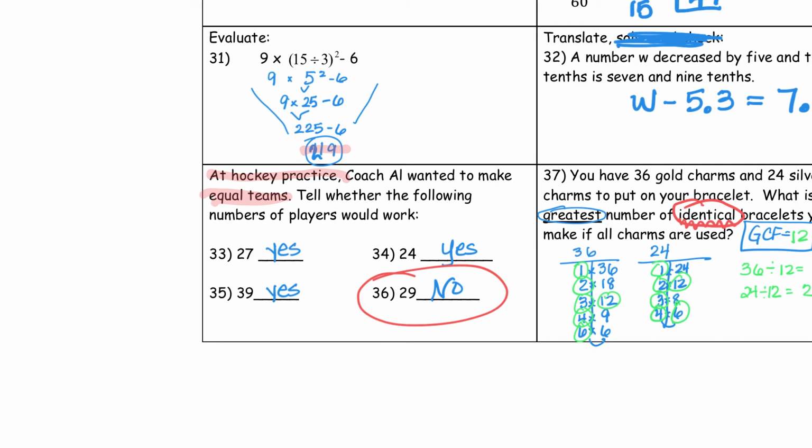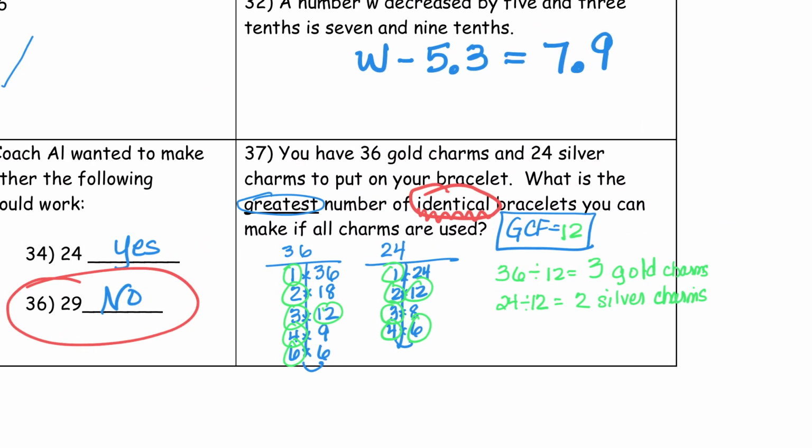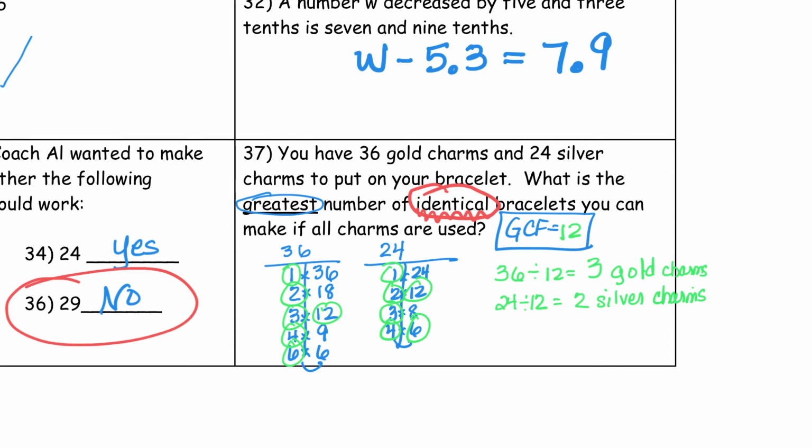And then lastly, let's scoot over to number 37. We see you have 36 gold charms and 24 silver charms to put on your bracelet. What is the greatest number of identical bracelets you can make if all charms are used? The greatest common factor of 36 and 24 is 12. And how do you figure out how many gold charms and how many silver? You divide. 36 divided by 12 is 3, so you would have 3 gold charms on each, and 24 divided by 12 gets you 2 silver charms.